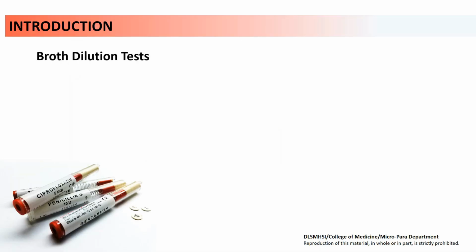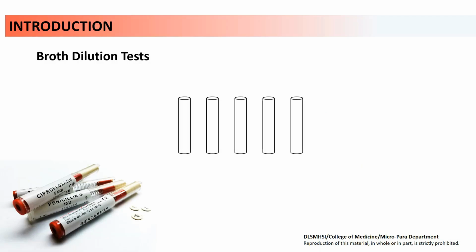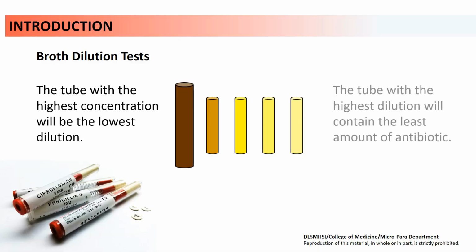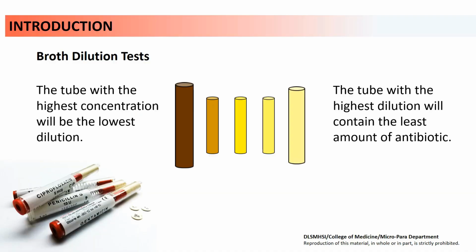Another method is the broth dilution test. Here we have tubes containing decreasing amounts of the test antibiotic prepared by serial dilution. When a substance is diluted serially, its highest concentration will be the lowest dilution, while the highest dilution will contain the least amount of drug. So it is always the first tube that is the most concentrated, and the last tube contains the least amount of antibiotic.